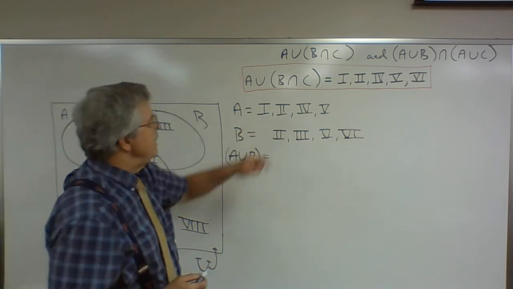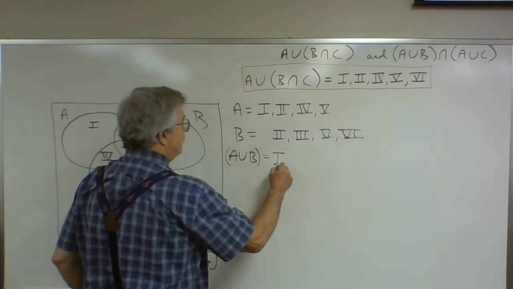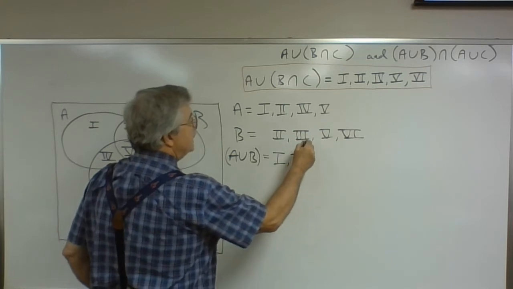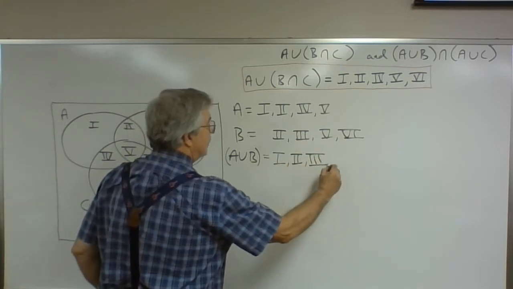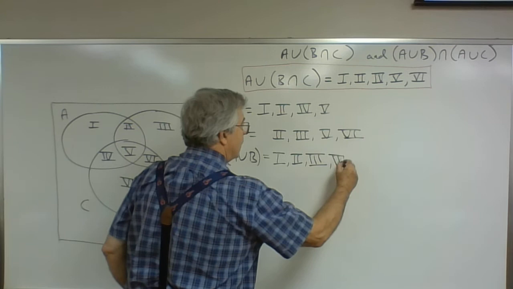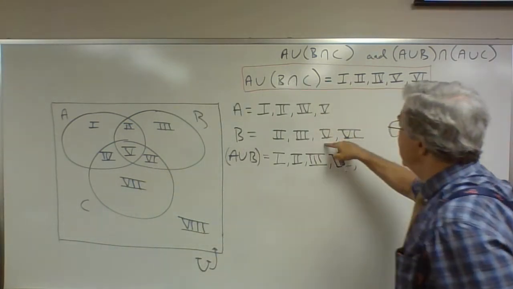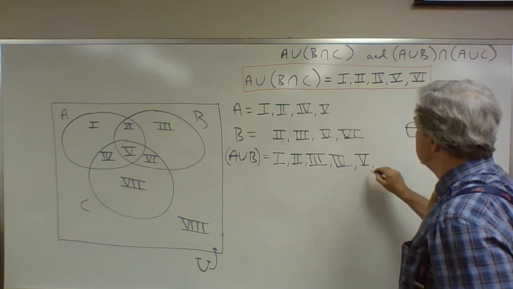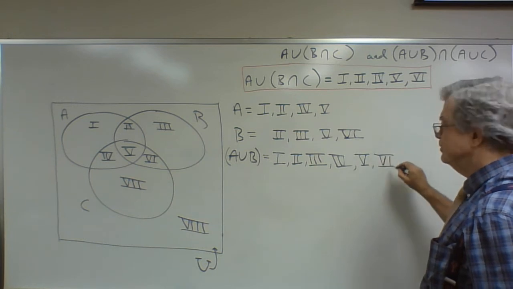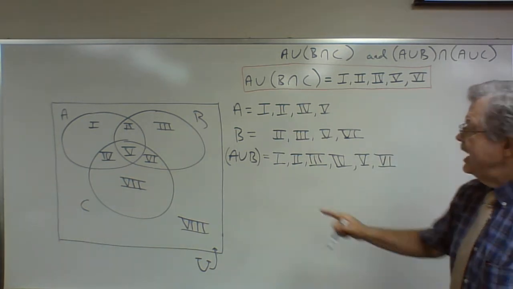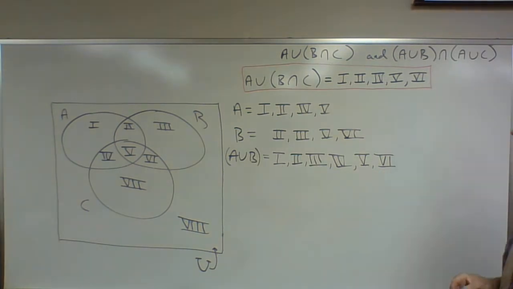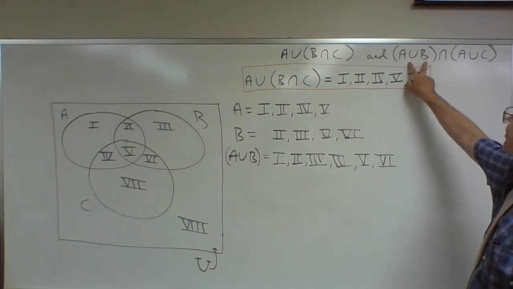The elements that are in A, 1. 2 is in both, 3 is in B, 4 is in set A, 5 is in both, and 6 is in B. So A union B contains regions 1, 2, 3, 4, 5, 6. That's the first ugly set that we have to deal with.